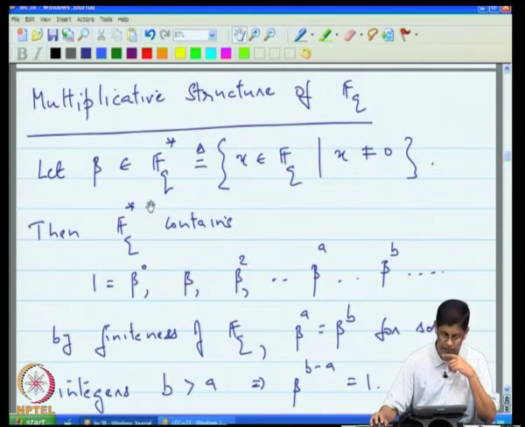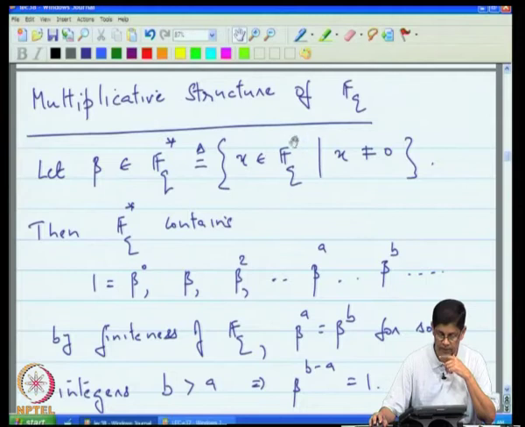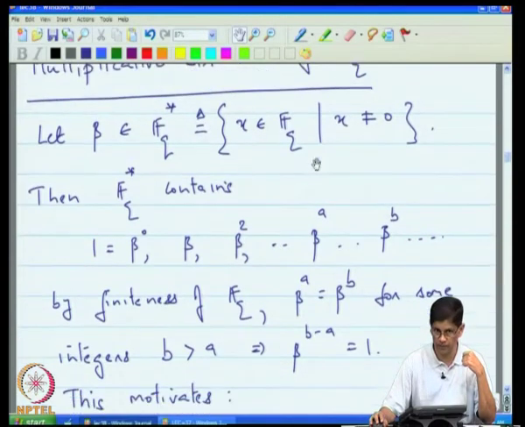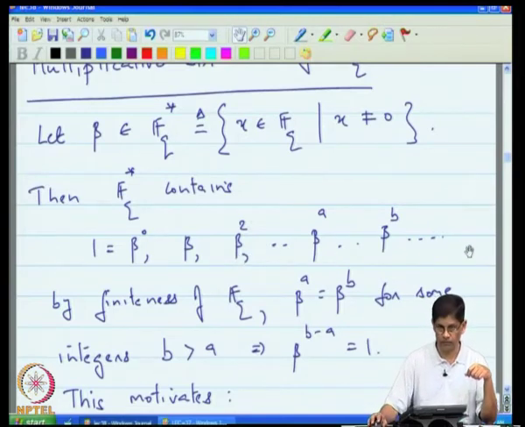So, here let beta belong to F_q star. Now, this star notation simply means that we are going to look at F_q, but we are going to exclude the element 0. In other words, F_q star is notation for all the non-zero elements in F_q. Then F_q star must contain 1, which you can regard as beta to the 0. Okay, so, that is beta to the 0 here. It contains beta, beta squared, beta cubed, beta to the a, beta to the b, and so on.